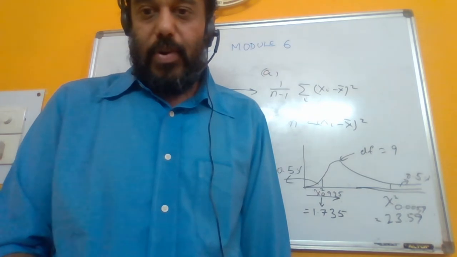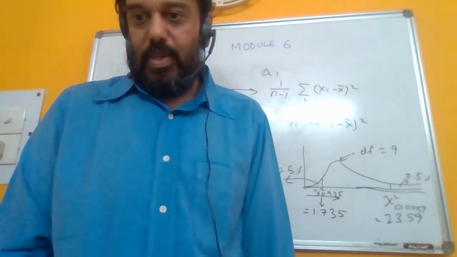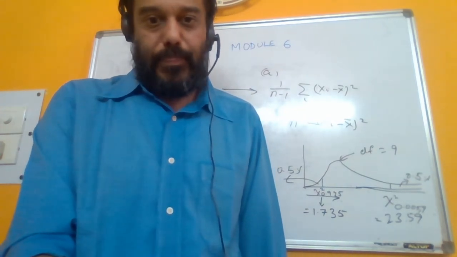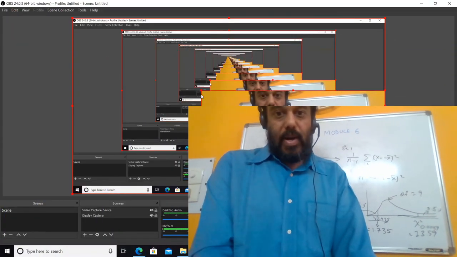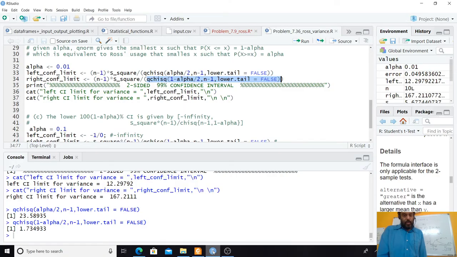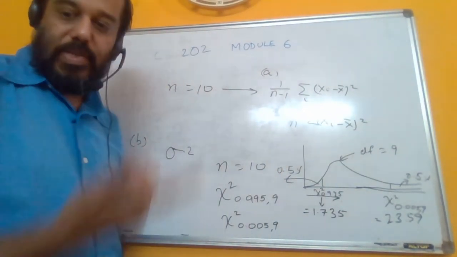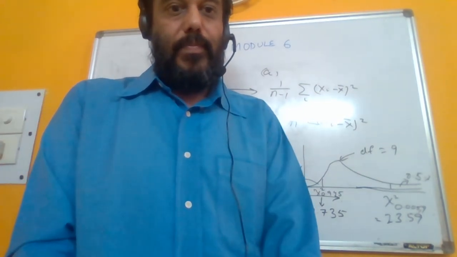Oh, I think I forgot to maximize the window when I was doing the R, so you probably didn't get to see the chi-square that I did. I'm sorry about that. Let me go to R to show you how I got those values. I used chi-square, gave the probability, the significance level, n minus 1, and lower tail is false. So I'm finding the probability on the right side, and it gave me a value of 23.589. And when I did this with 1 minus alpha by 2, which is essentially 0.995, it gave me 1.735. That is what I had also written on the board, and what we saw from the table. I think I missed showing you the table as well. Let me quickly show you that.